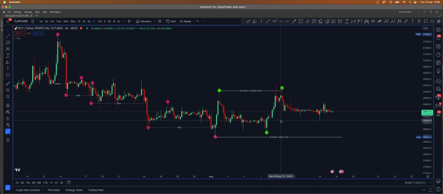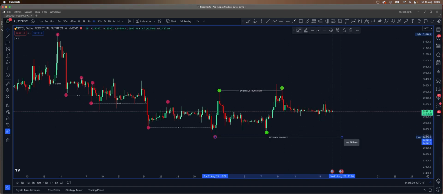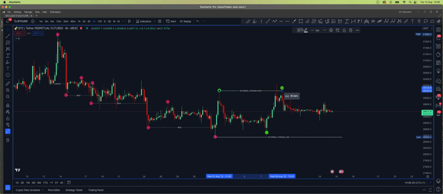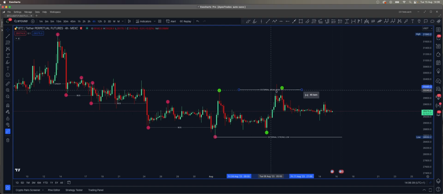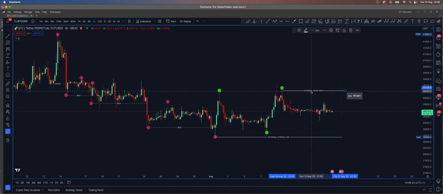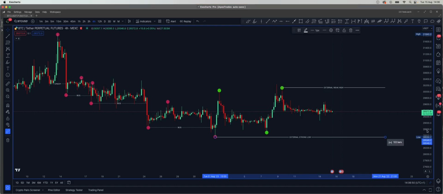And so what is this? This is now strong, right? Internal, external, strong low, and external, weak high. External, weak high, right? So now where's our new traded range? Our new traded range is here. Let's just go to the wick.